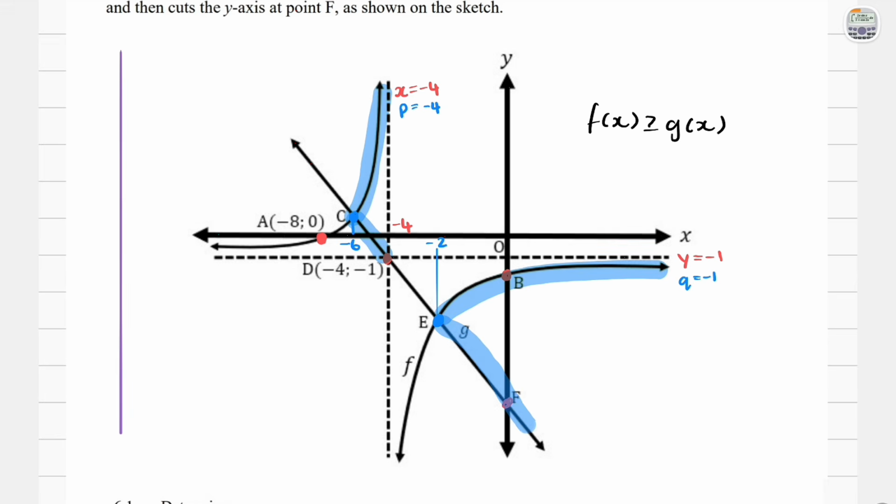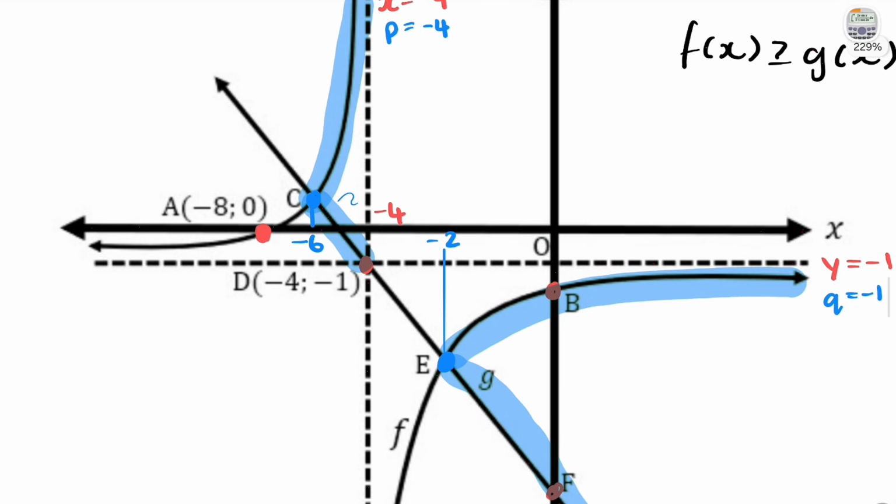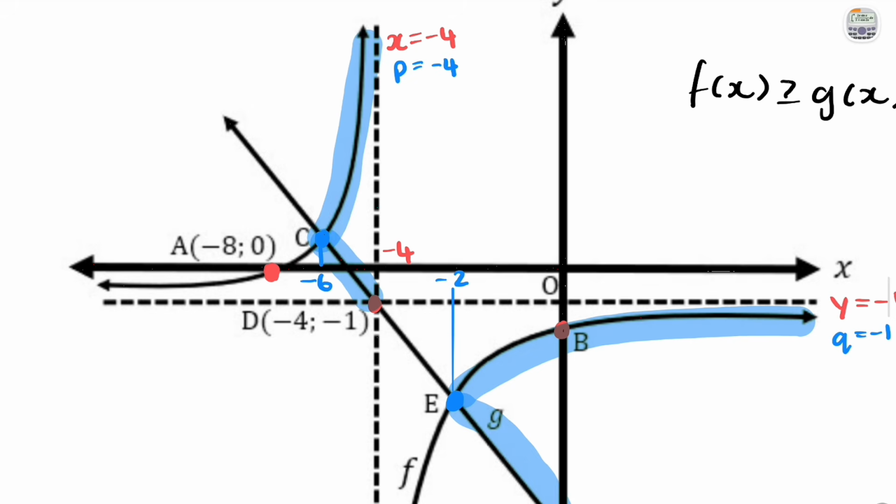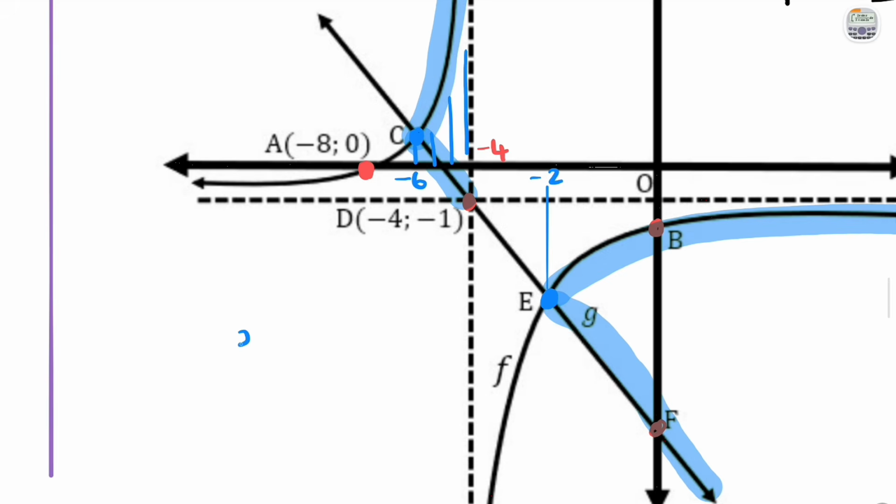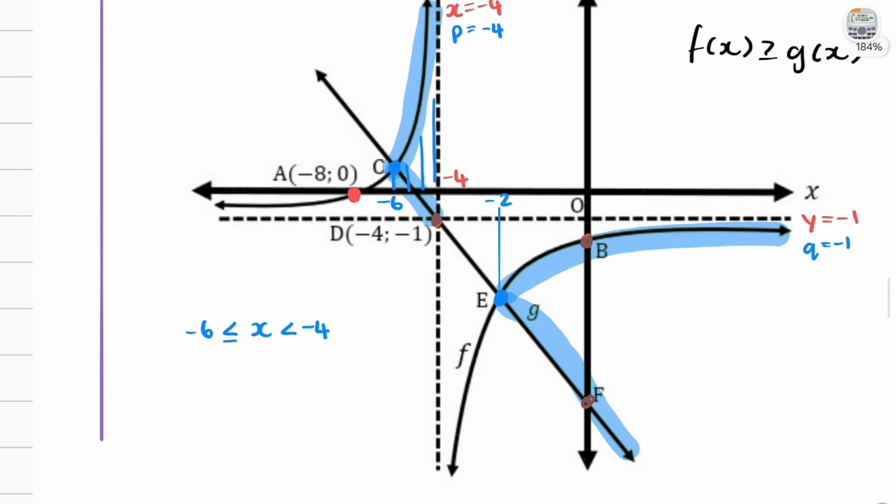And now we just have to tell them the x values for which these points exist. If we zoom in and just look at it, if you line this down to the x-axis, in this section over here, you see that it works all through here from -6 all the way to values that are less than -4, not equal to -4 because we have an asymptote here. So the inequality there is going to be x is greater than or equal to -6, but less than -4. So you see how that looks.